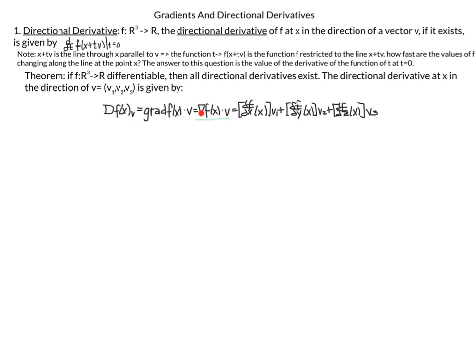Remember, the del operator is the partial derivatives of f with respect to its three variables x, y, and z. So in other words, the gradient of f is df dx, df dy, and df dz, or partial with respect to x, partial with respect to y, partial with respect to z. And we're going to dot that with v, so we're going to get df dx evaluated at x multiplied by v1, plus df dy at x multiplied by v2, plus df dz evaluated at x multiplied by v3. And this is the shorthand formula, del of f dot v.